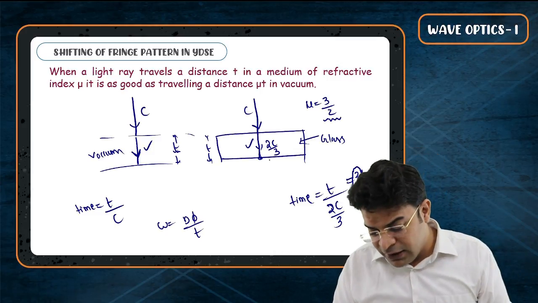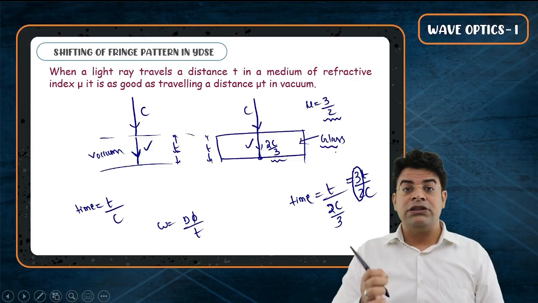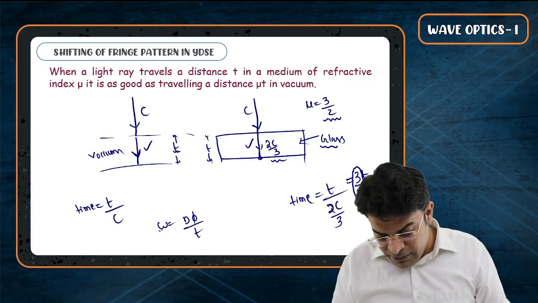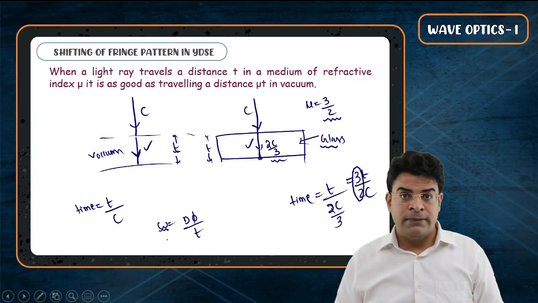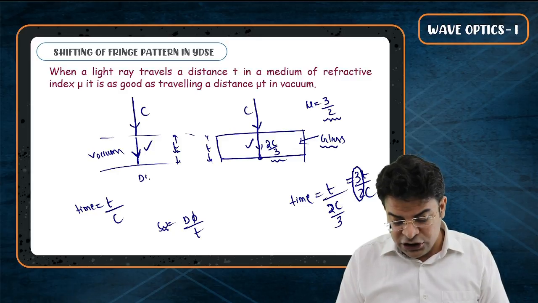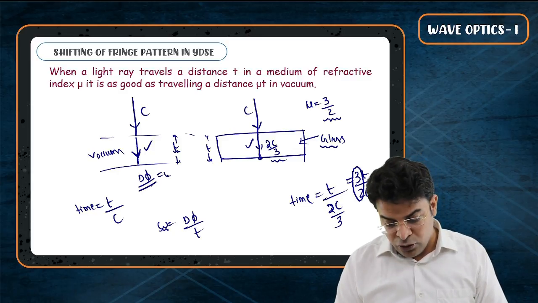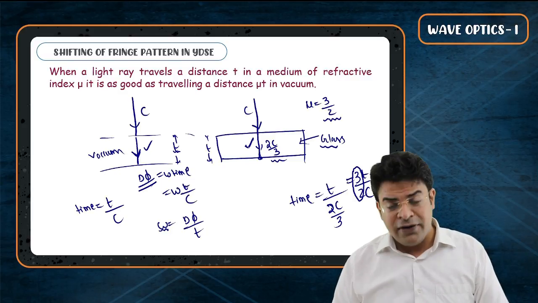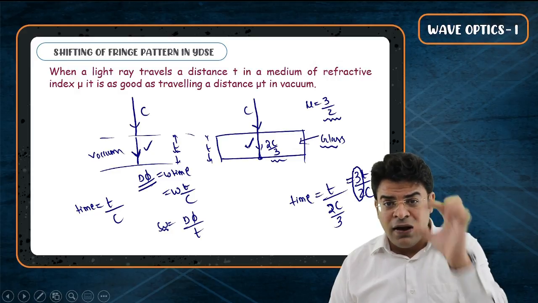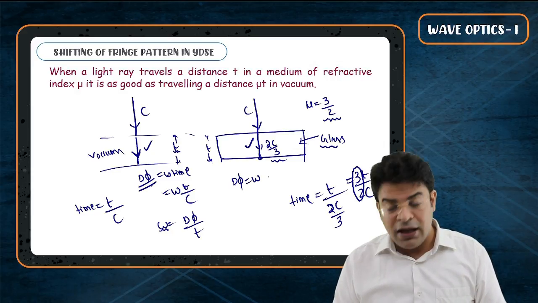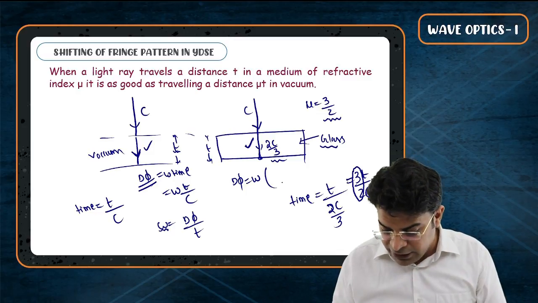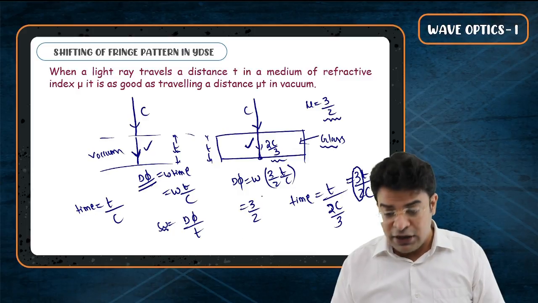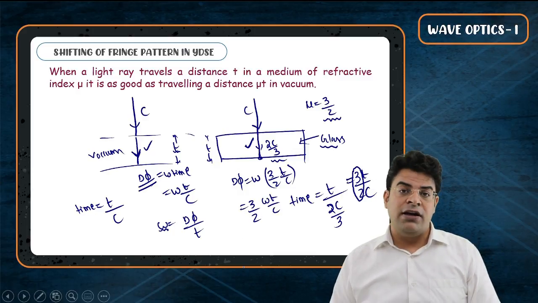But when light travels inside glass, it takes more time to cross. Since it takes more time to cross, the phase change with the same angular frequency will be 3 by 2 times. So a phase change of delta phi equals omega into the time taken, that is omega into t by c. For this light ray traveling a distance t inside glass, the phase change equals omega into the time taken to cross, and that time will be 3 by 2 t by c. So the phase change will be 3 by 2 times compared to the same distance traveled in vacuum.